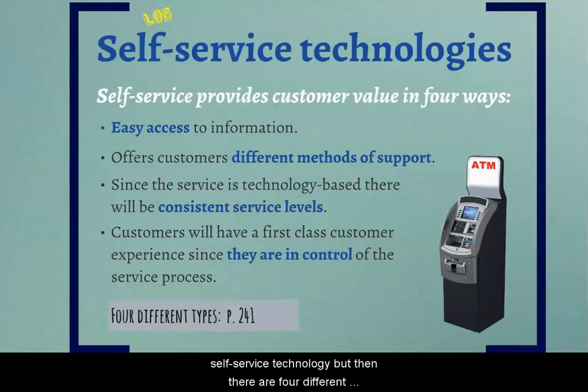But then there are 4 different types that you should be aware of, and this is on page 241. The first one is telephone and interactive voice response system, interactive freestanding kiosks like in McDonald's, internet-based systems, and video DVD CD-based technology. So have a look at more details on that page.